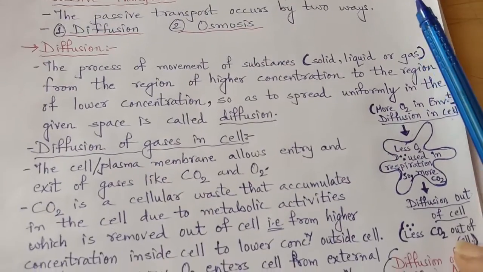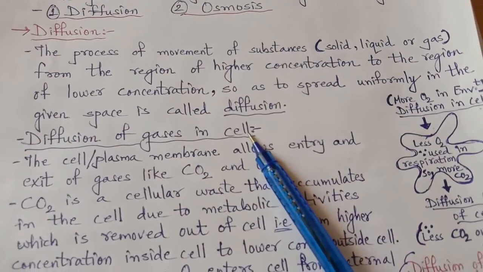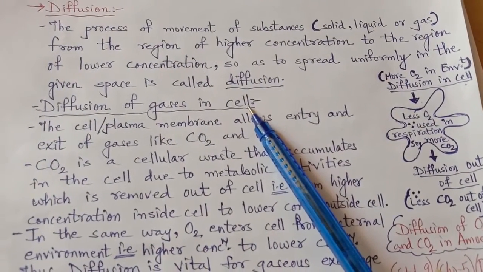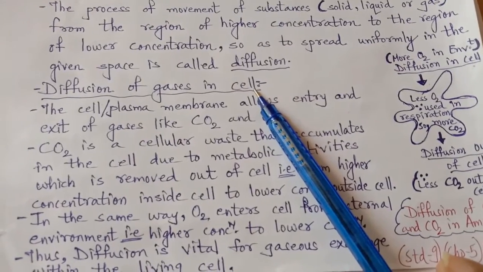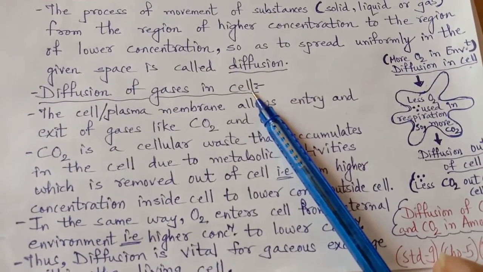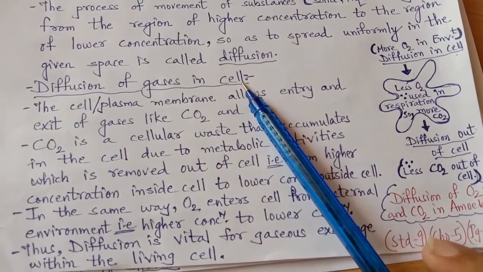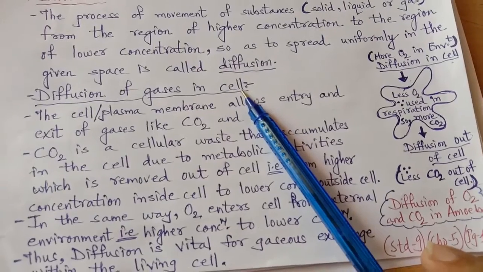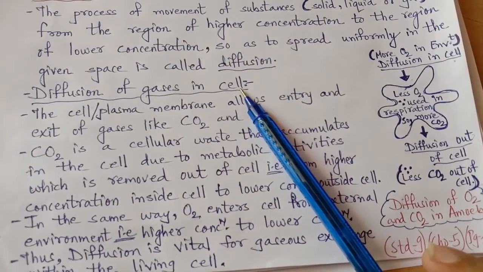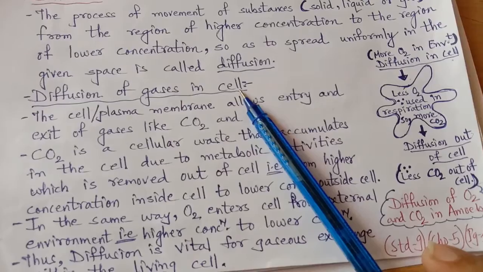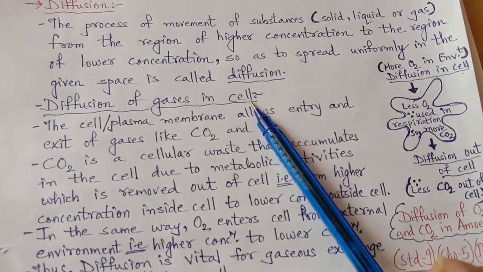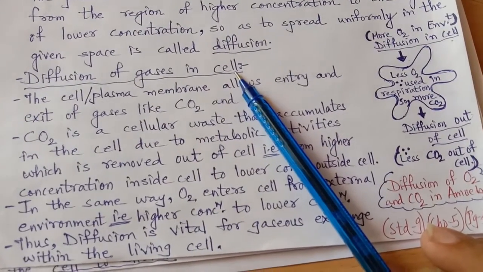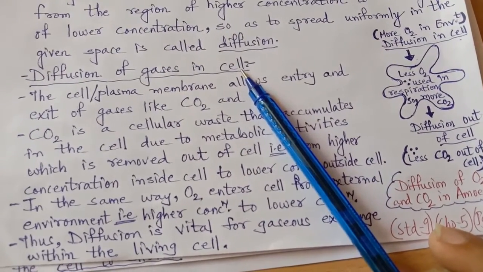Now, how does the diffusion of gases in a cell take place? First of all, why is diffusion necessary? See, we all know that when we respire, we take in oxygen. Oxygenated blood is very, very important for our circulatory system because it carries the nutrients from the food to each and every part of our body, which in turn gives us the essential nutrition for functioning of our body.